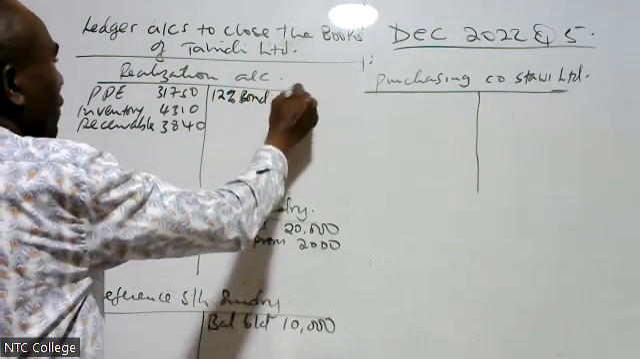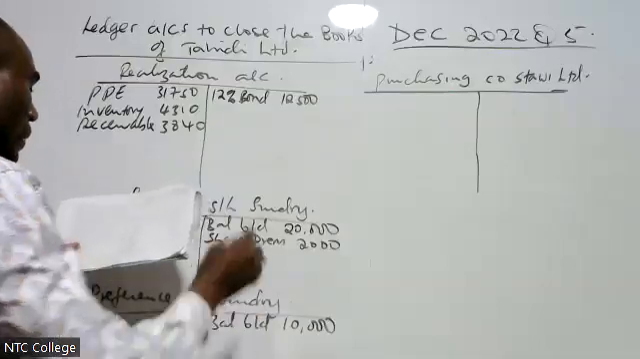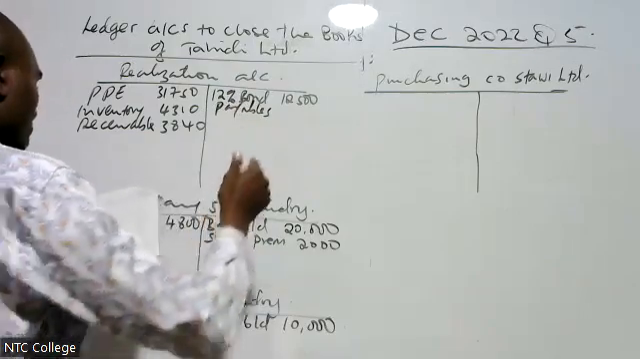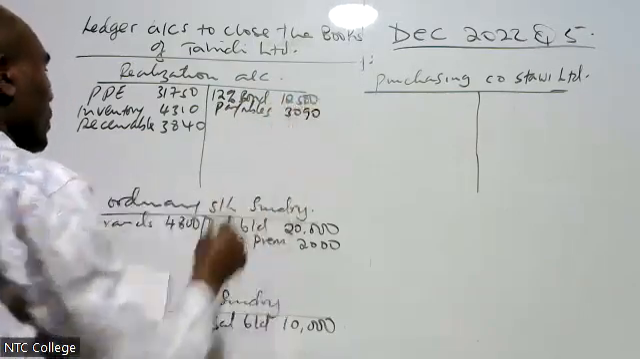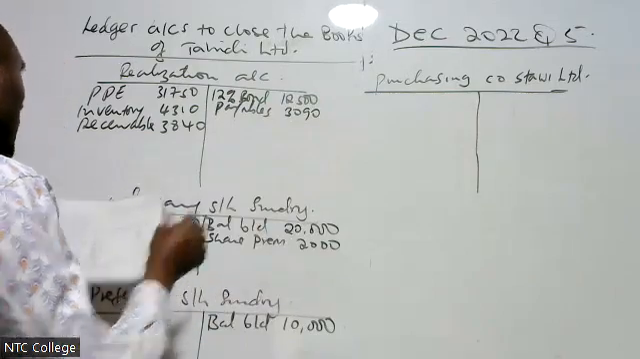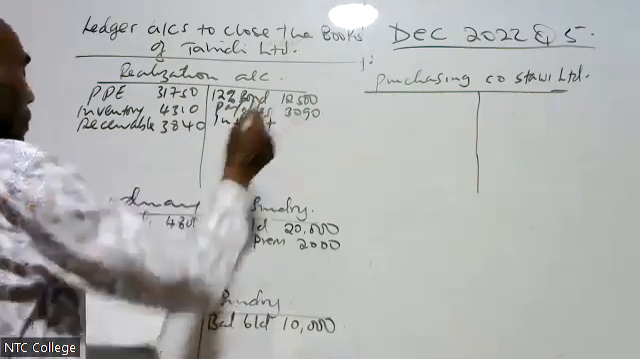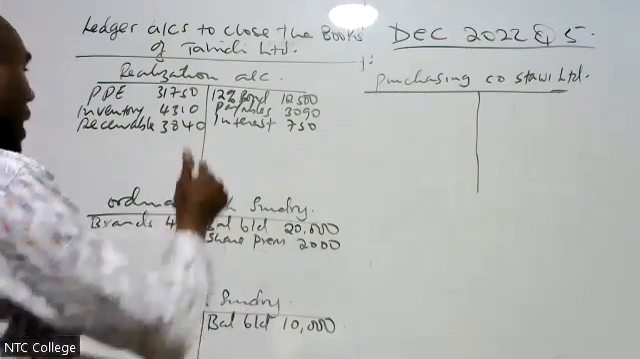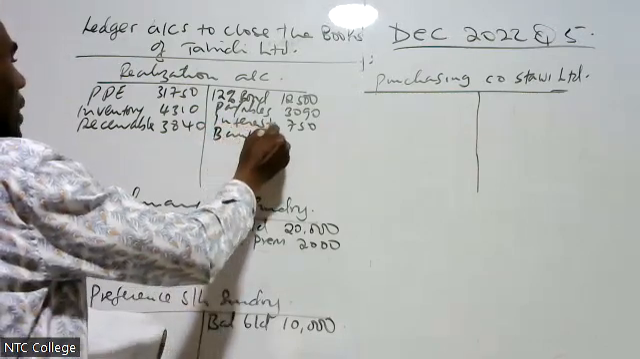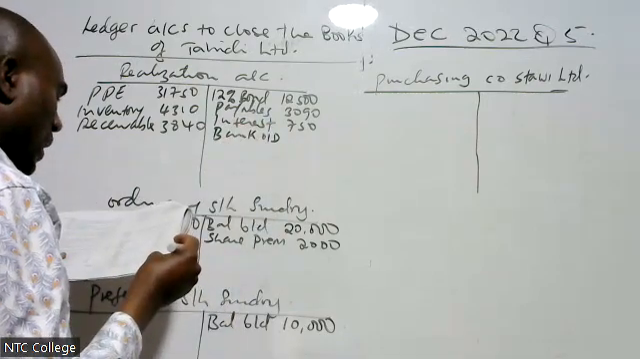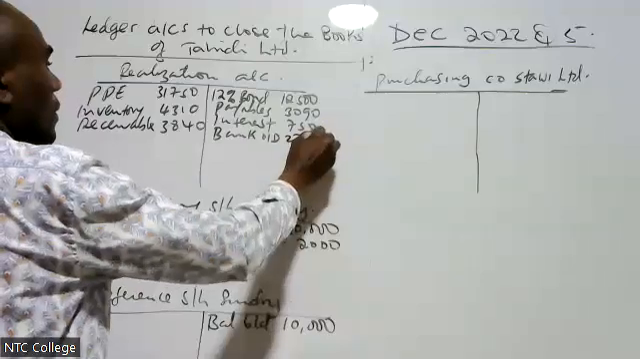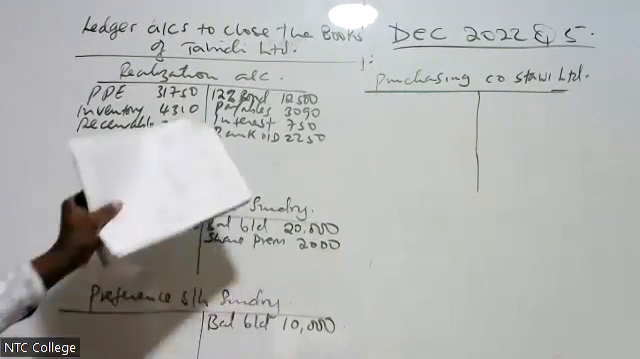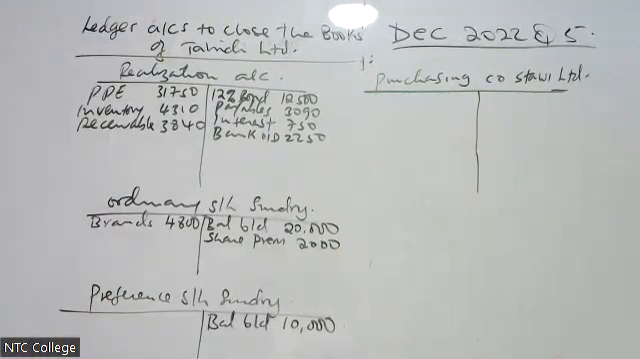12% bond, 12,500. It was taken over. Then we have payables, 3,090. Then accrued interest, we have 750. Then lastly, we have bank OD, which is 2,250. These were the liabilities that were taken over. You credit realization account.